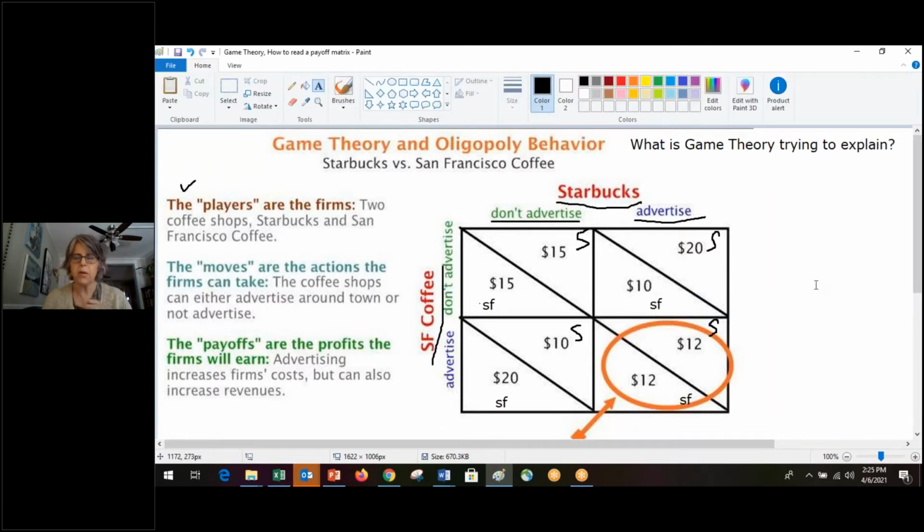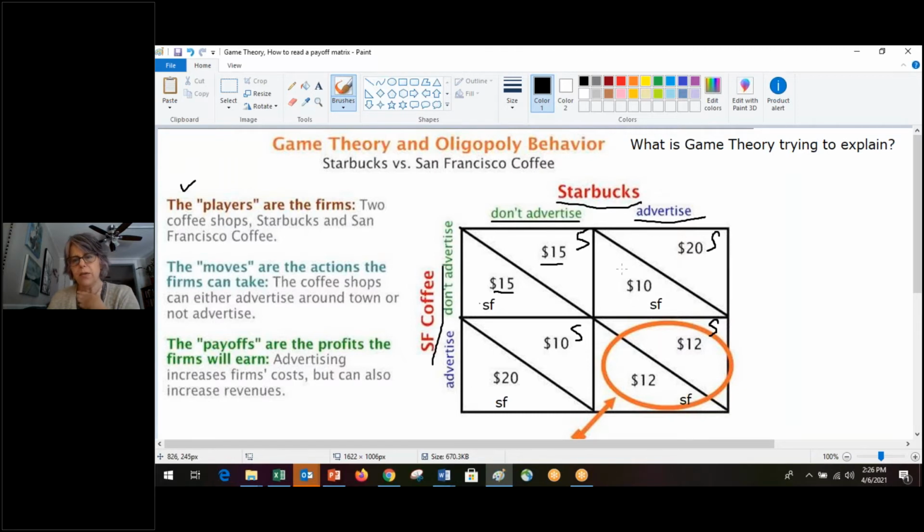All right, so here I want to teach you how to read these. If Starbucks chooses to not advertise, they're either going to make $15 million, whatever, in revenue, or 10. Those are the two things that they can make if they don't advertise. If neither one of them advertises, they're both going to make 15.